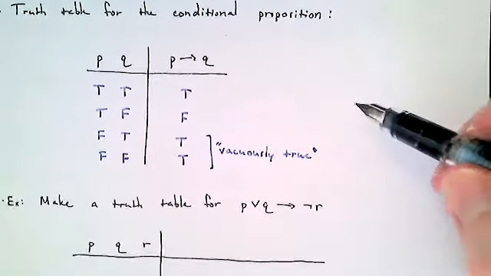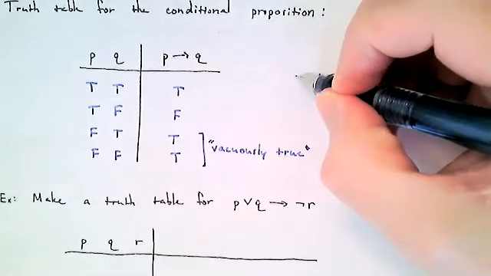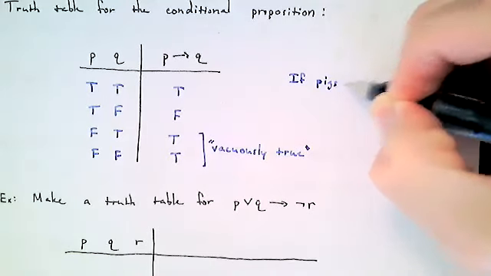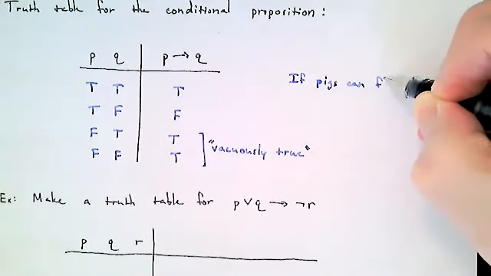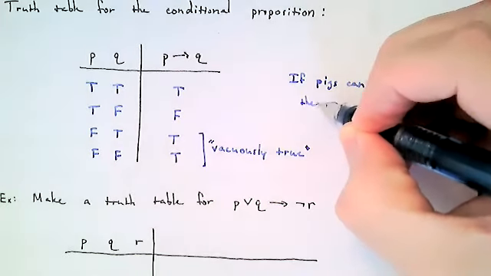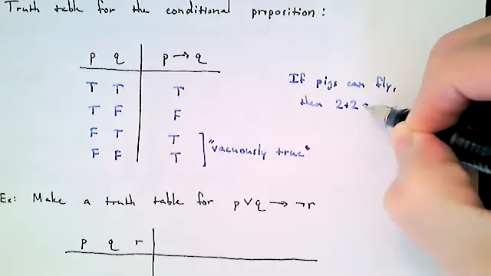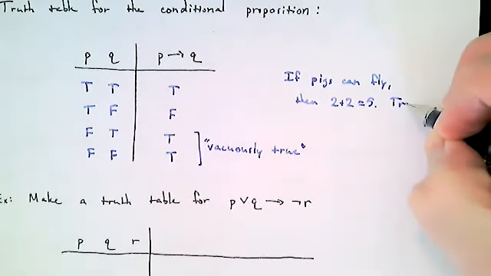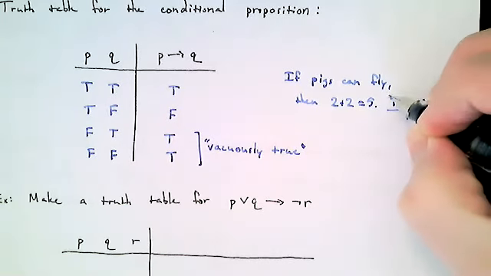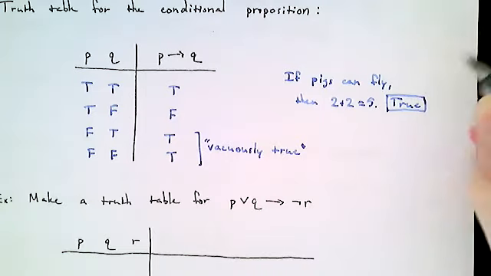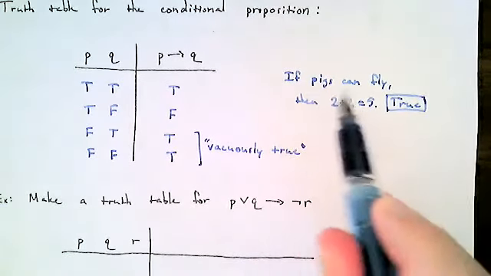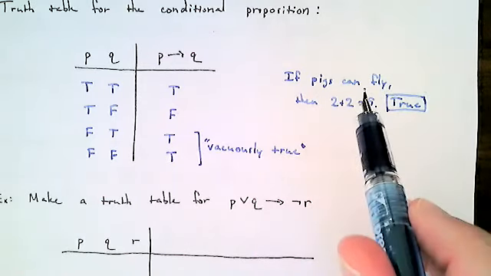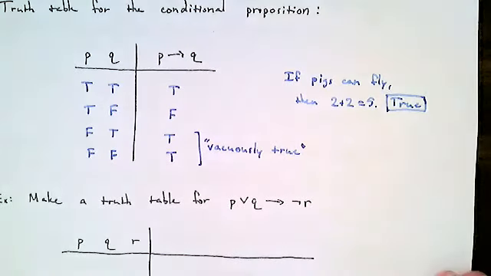For example, here's a perfectly true conditional statement. If pigs can fly, then 2 plus 2 is equal to 5. This is a true statement. But it's vacuously true because, well, pigs can't fly. It doesn't actually say anything because pigs can't fly. And that's where this word comes in, vacuously.